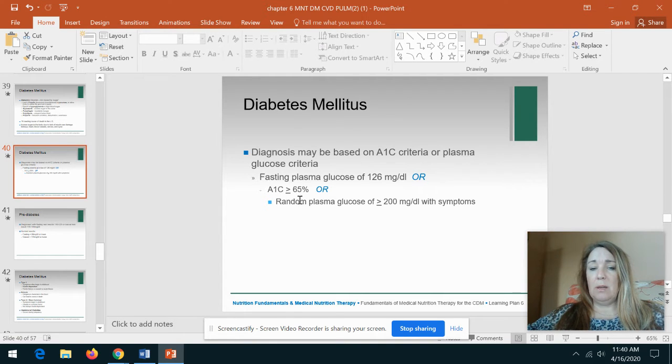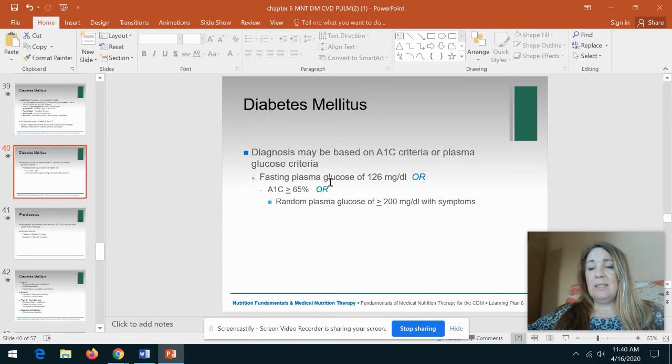Make sure you make an adjustment to your slides here. I have greater than 65%. That would be impossible for someone to be running around with blood sugars that high. So it's an A1C greater than 6.5%, which translates to an average blood sugar of about 150.